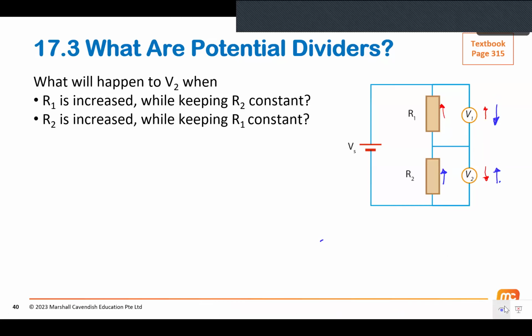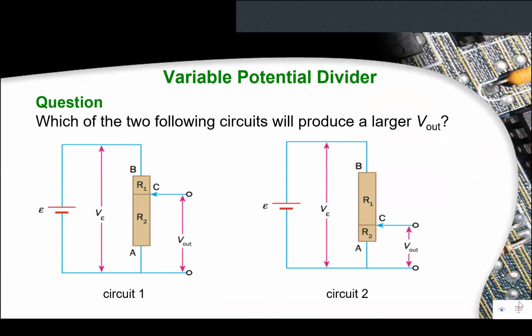Okay, then let's take a look. Which of the two following circuits will produce a larger V out? Okay, so we go back to apply the same concept. If I have a larger resistance, I will need more energy. So my V out is at the bottom. Okay, it's from A to C over here. V out is connected across A to C.